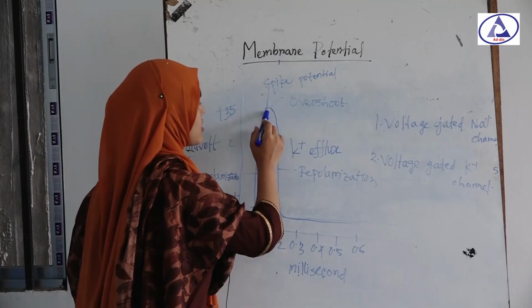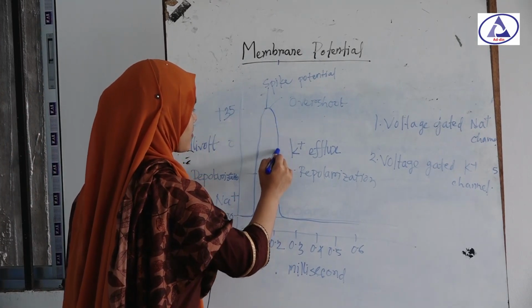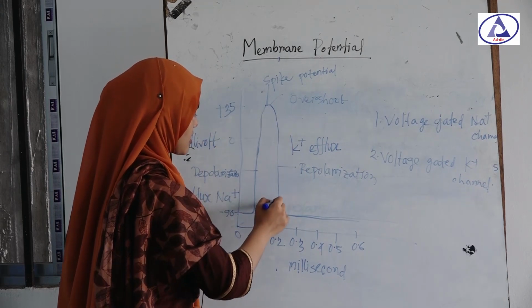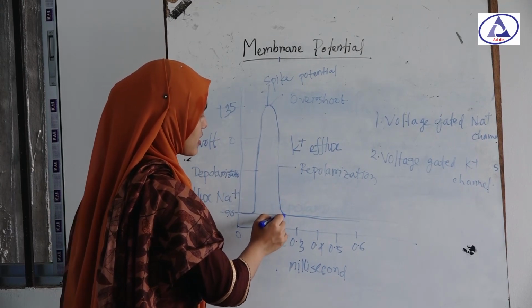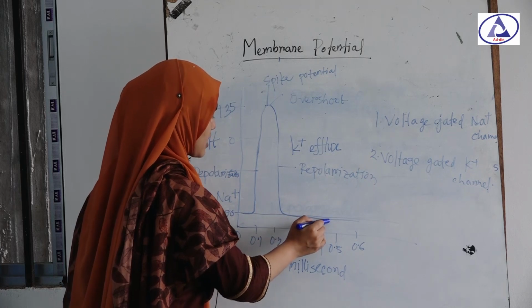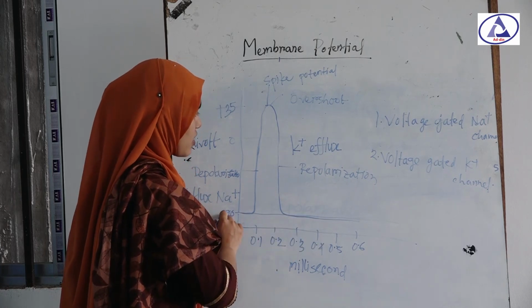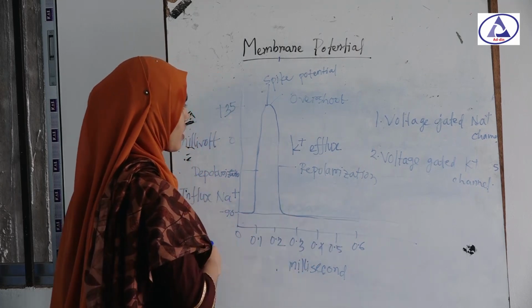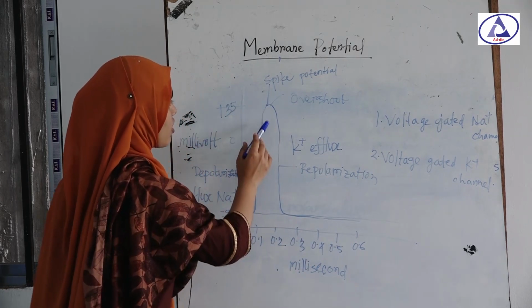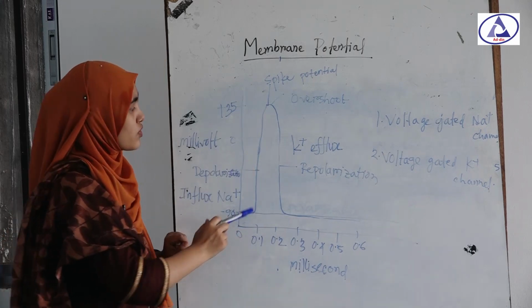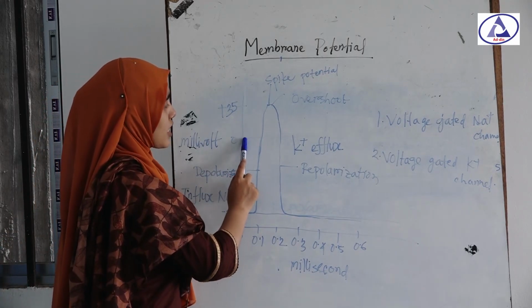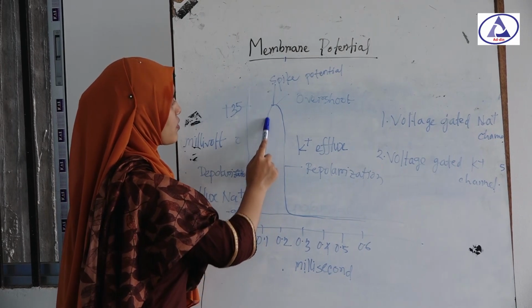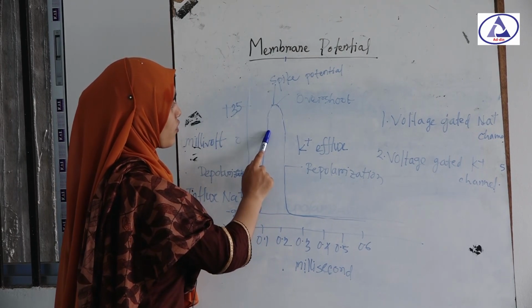So this line will go down. That means negativity is increasing. In this way, it comes to the resting membrane potential, that is minus 90 millivolt, again the resting stage. Okay, this portion is called overshoot. What is overshoot? After reaching the isoelectric point, when the curve goes above 0, this portion is called overshoot.